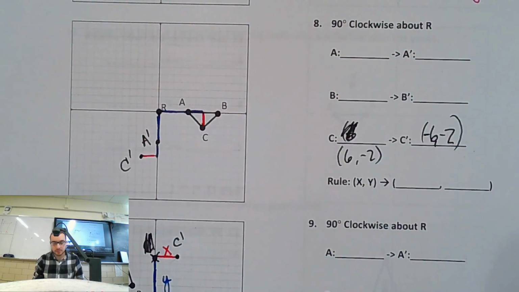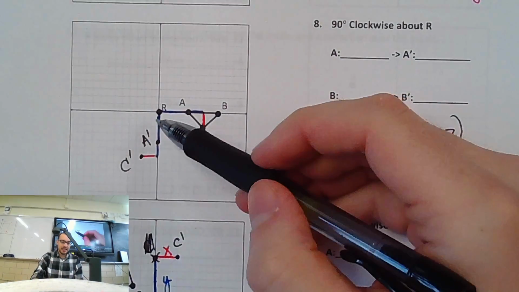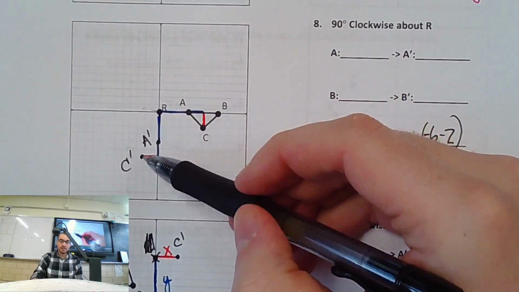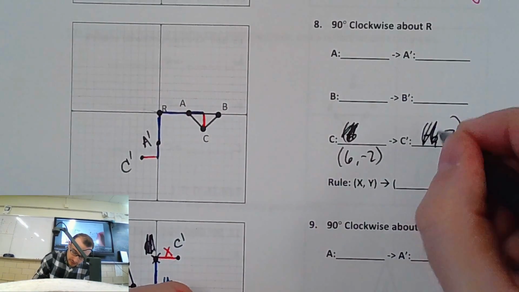What happened here? What's the rule? Nailed it. C prime is not negative 6, negative 2. Very common mistake. It's negative 2, negative 6. We do the x part first.